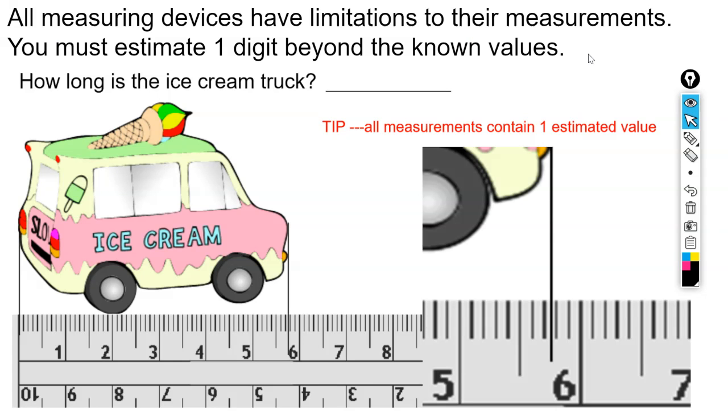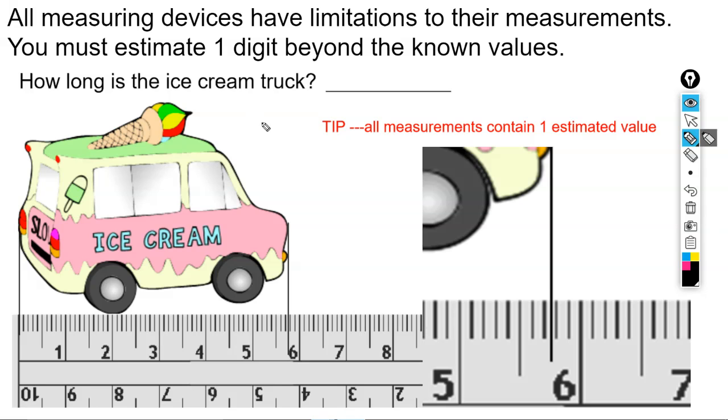Let's talk just a tad about measuring things today. You're working on your pre-experience work in the measurement unit so we can get ready and do a density lab. Looking at the slide here, it says that all measurement devices have limitations. You must estimate one digit beyond the known value. So, we're going to do an example here.